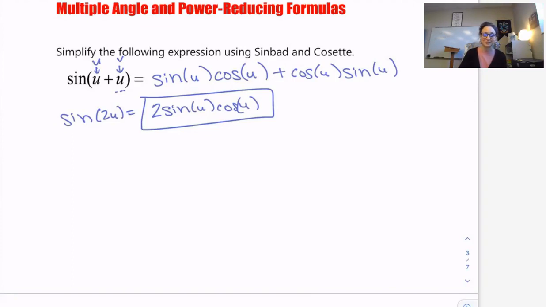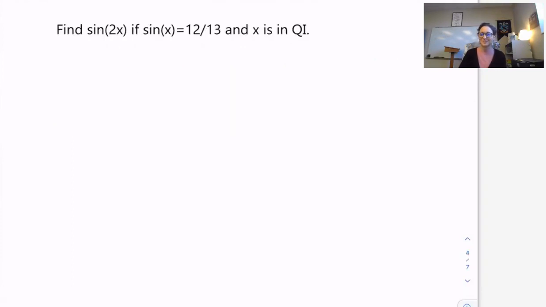So let's try some examples together. Okay, I'm going to force a pause on your screen. Can you copy what I have, and then we'll work this one together. Alright, so I want to find sine of 2x, given that sine of x is 12 over 13 and x is in quadrant 1. So whenever you see something like that, always draw out what you're given, okay? So x is in quadrant 1, so I'm just going to draw a general triangle in quadrant 1, label the reference angle x, and sine is opposite over hypotenuse.